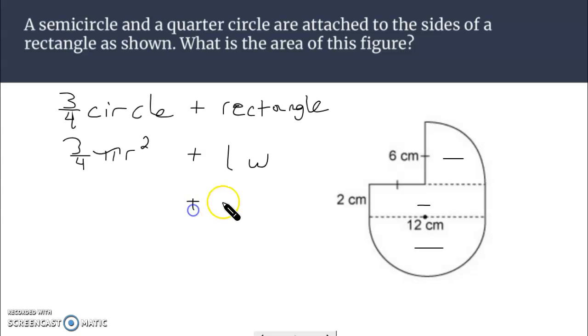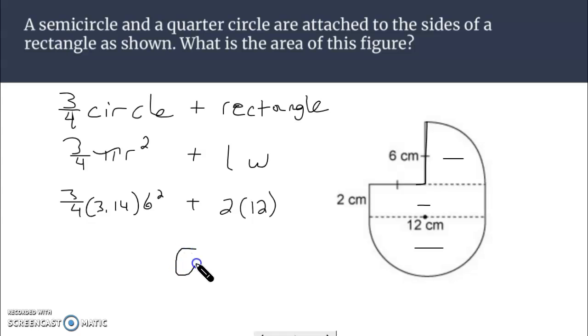Alright, take care of the rectangle, an easy 2 times 12. The circle, though, is 3/4, 3.14. And the radius right here, we see that to be 6 squared. Putting all this together in a calculator, we get 109 centimeters squared.